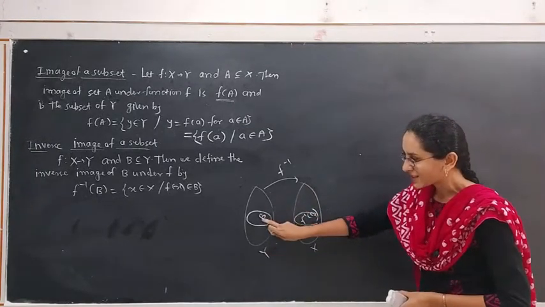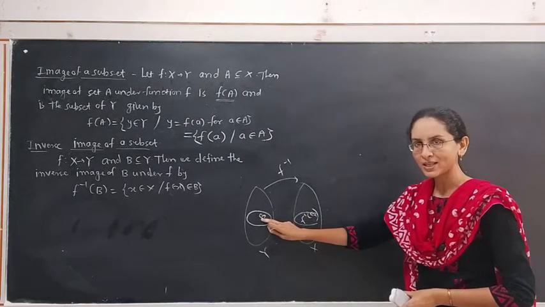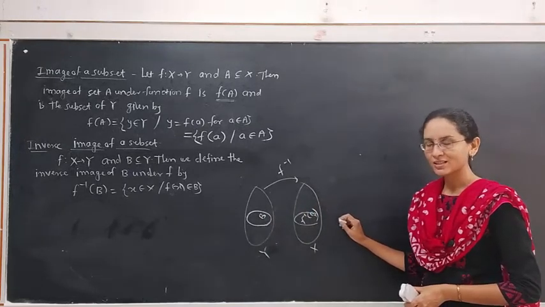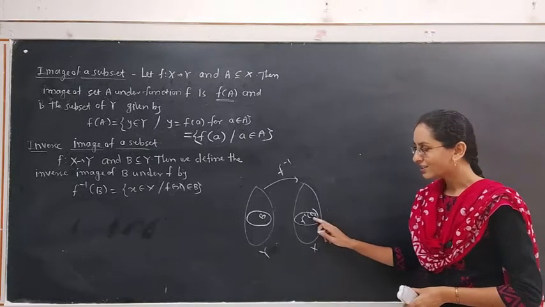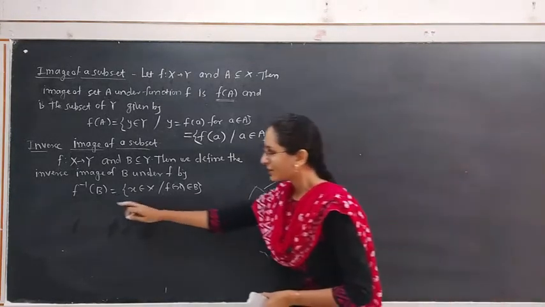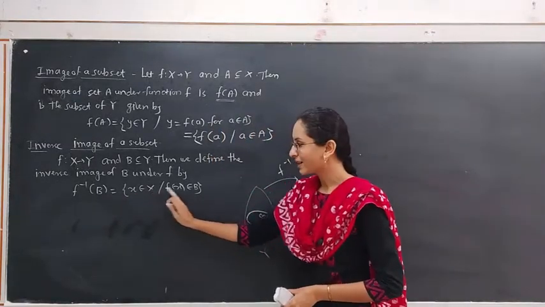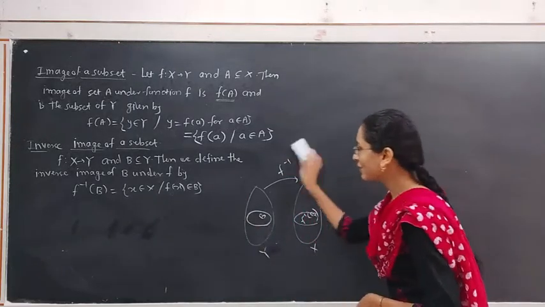If we consider any subset of Y, suppose capital B, then its image under the function f inverse is f inverse of B, which is a subset of X, and the elements of f inverse of B are given by f inverse of B equals the set of x belonging to X where f of x belongs to B. Now we see some examples on the same topic.